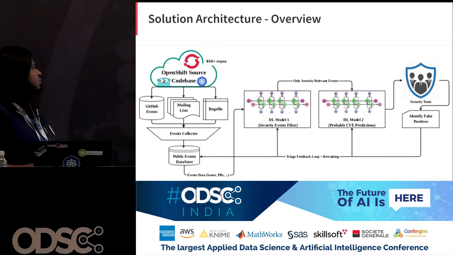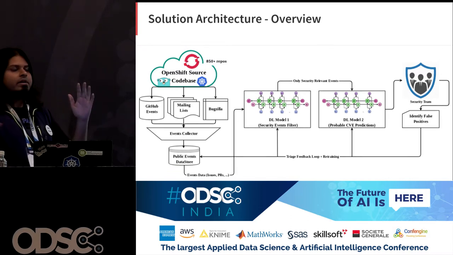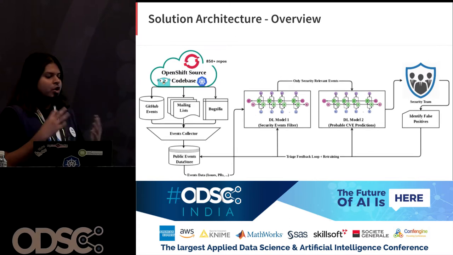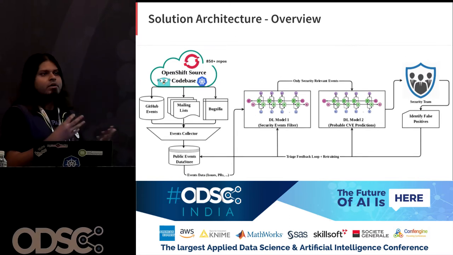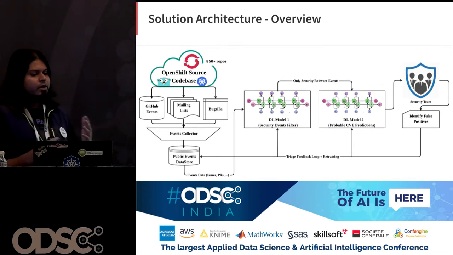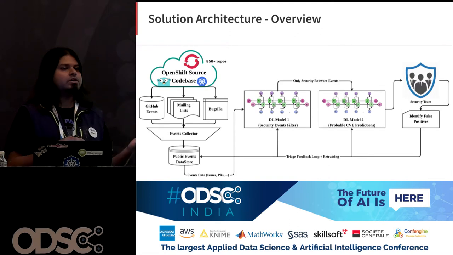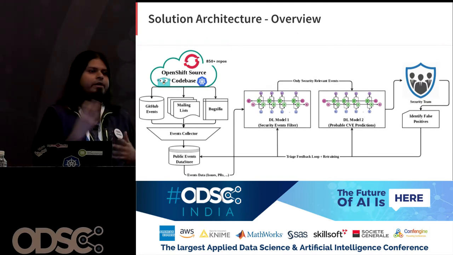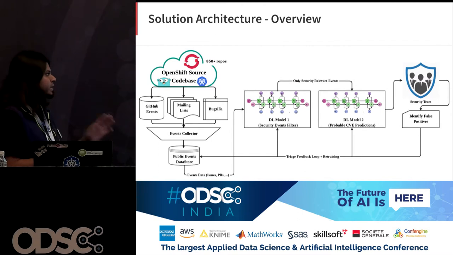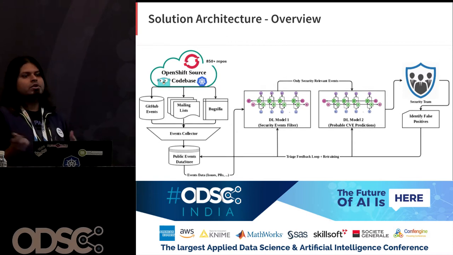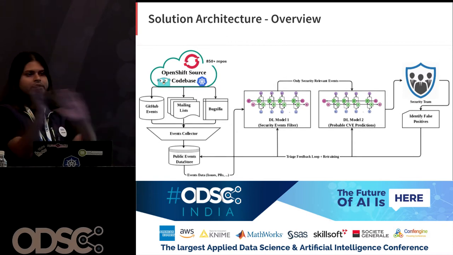Then we use our first model to go through all the source data and find out which documents, in our case events around pull requests, issues, and so on, are potentially related to the security domain. Because people will file issues about other things also, right? Like some feature is not working, or something else. So what is potentially related to security? That is what we first focus on in our first model. So it's a binary classifier, right?